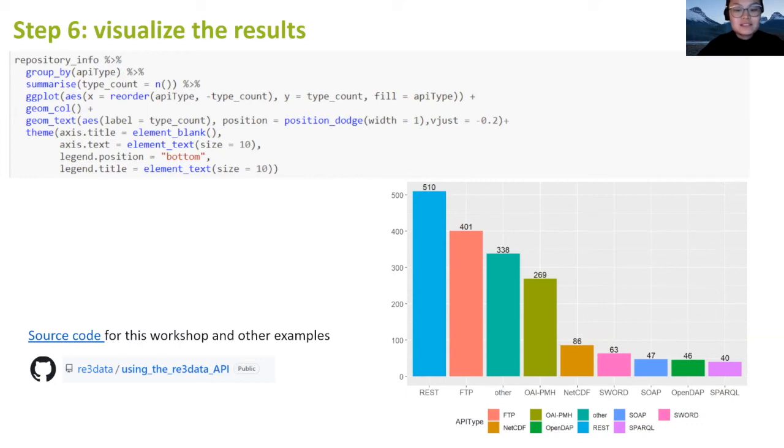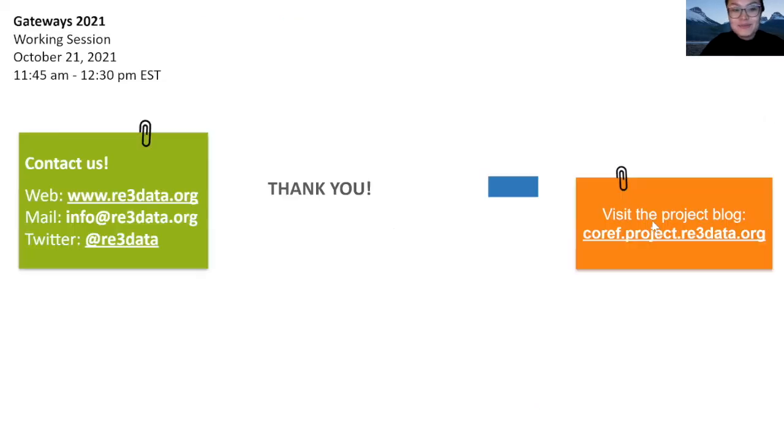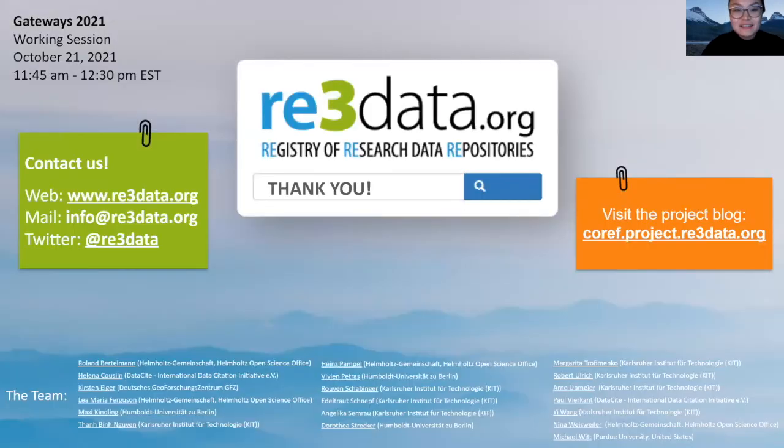I also count the repository inside that type and also give them different colors, make them prettier, and also present them in descending order. So in this graph, we see that the REST API is the most popular one in re3data records. That's the practical part from my side. Now back to Nina.